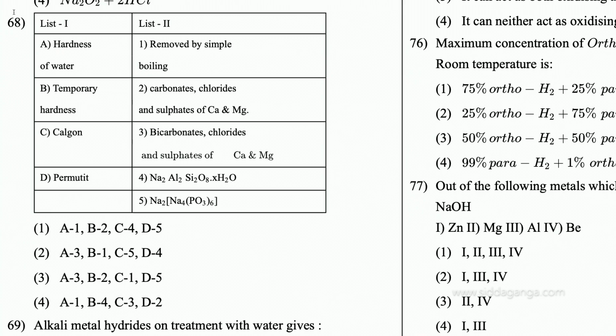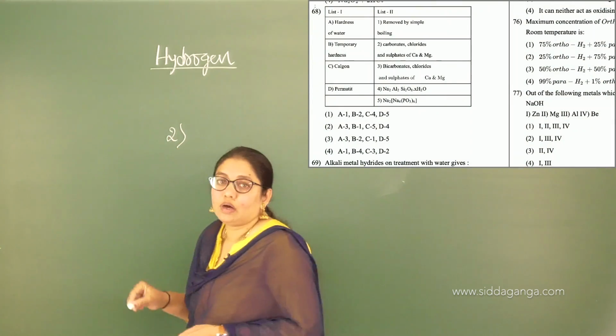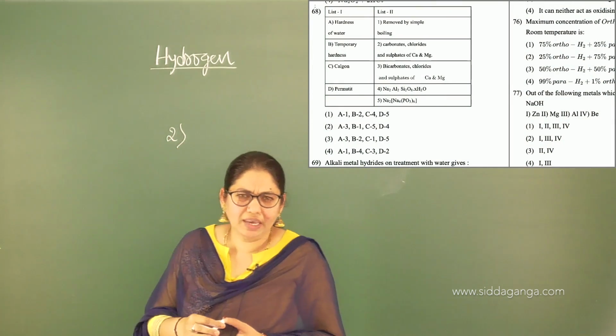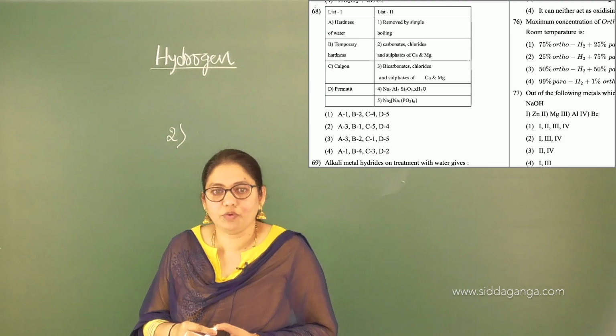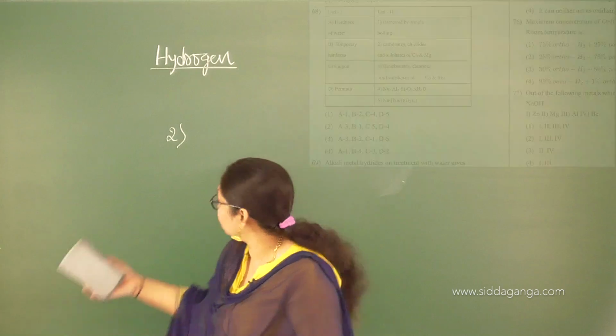Next, Calgon is sodium hexametaphosphate, that is C5, and D, permutit, is hydrated sodium aluminium silicate, that is the 4th. So that is the second option. Option 2 is the answer for this one, where we can see A3, B1, C5 and D4. Okay. So if you move on to the next.